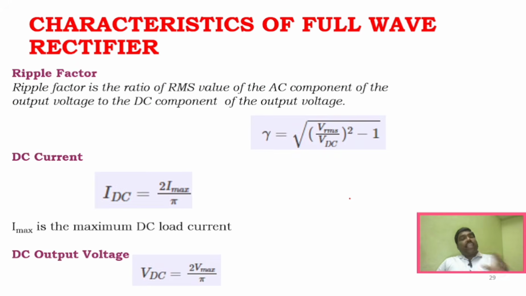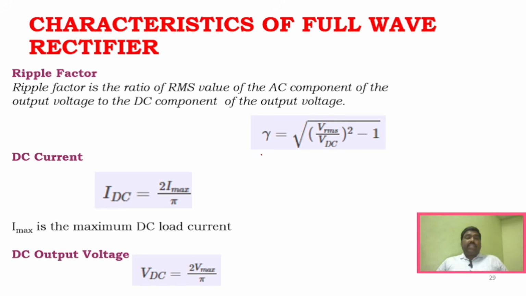And coming to the characteristics of the full wave rectifier, I have already explained what the ripple factor is. The ripple factor tells you the number of ripples present in the output voltage. When compared to the half wave rectifier, the full wave rectifier produces a smooth pulsating DC, whereas the ripples are very minimal here because it conducts in both the cycles.